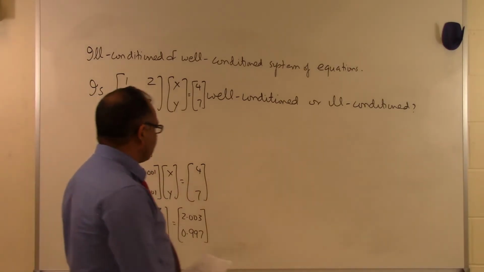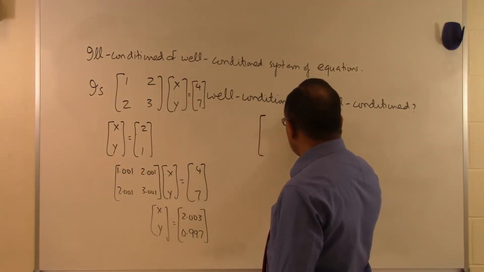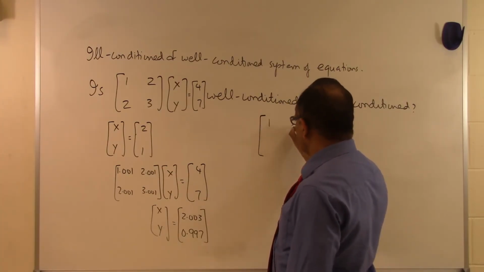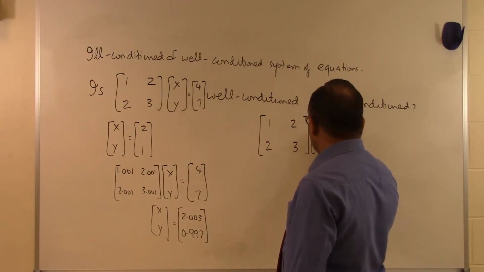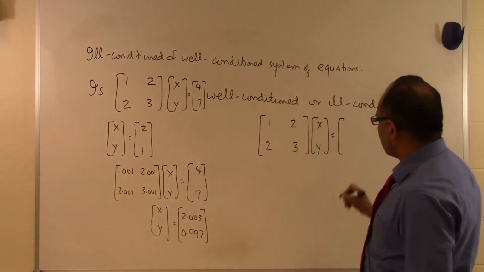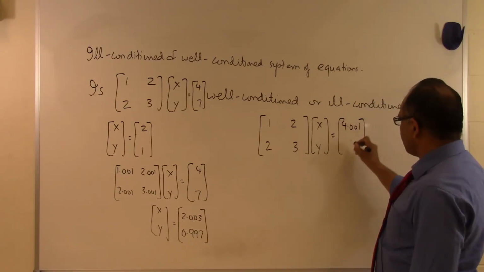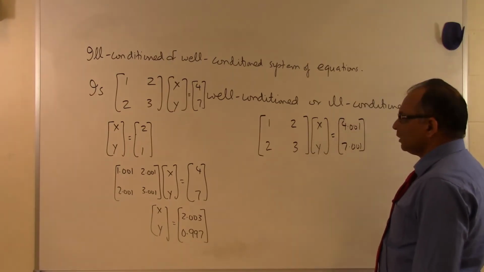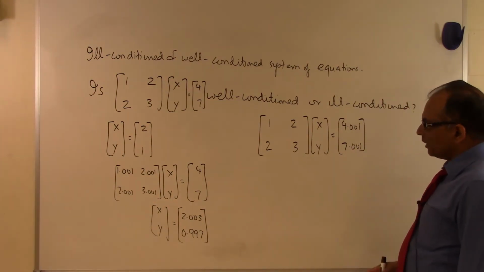Let's, for the sake of completion of the experiment, go and change the right hand side vector a little bit. So we have [1, 2; 2, 3] times [x, y] equal to, we'll change the right hand side a little bit. So let's suppose we make this to be 4.001 and this to be 7.001. So we are changing the right hand side vector by 1/1000th there.